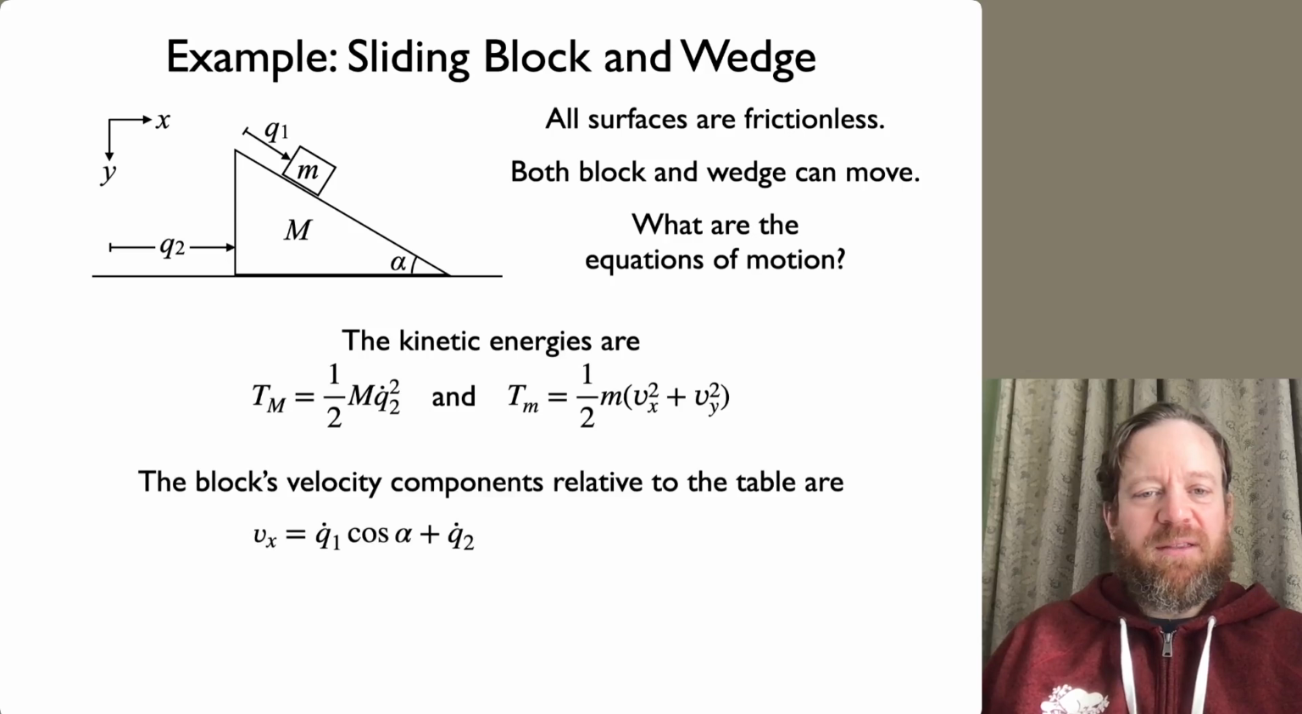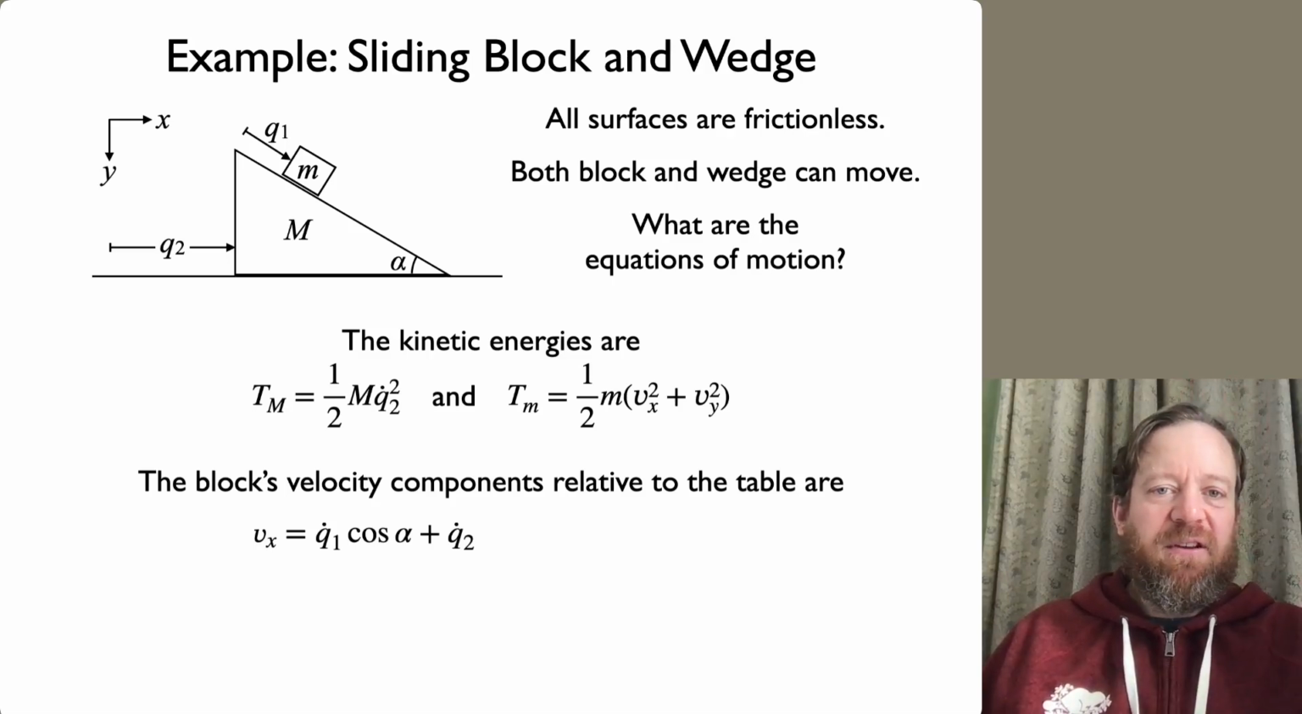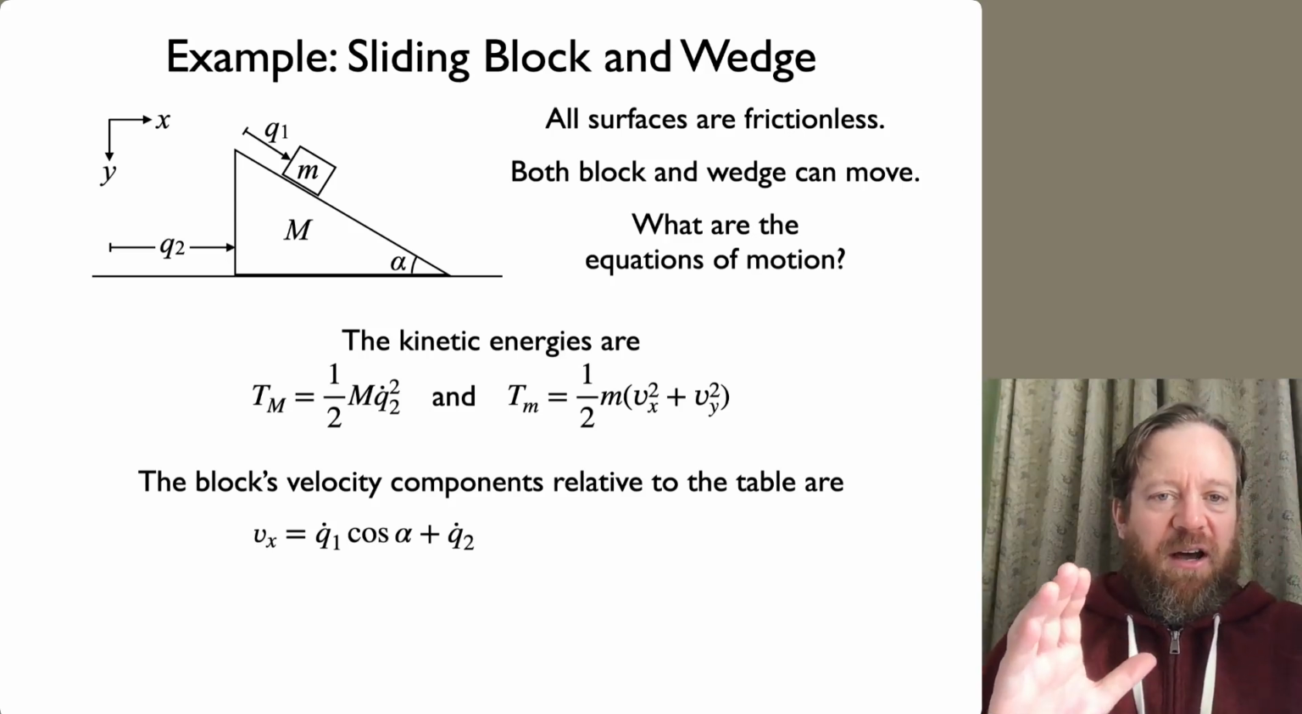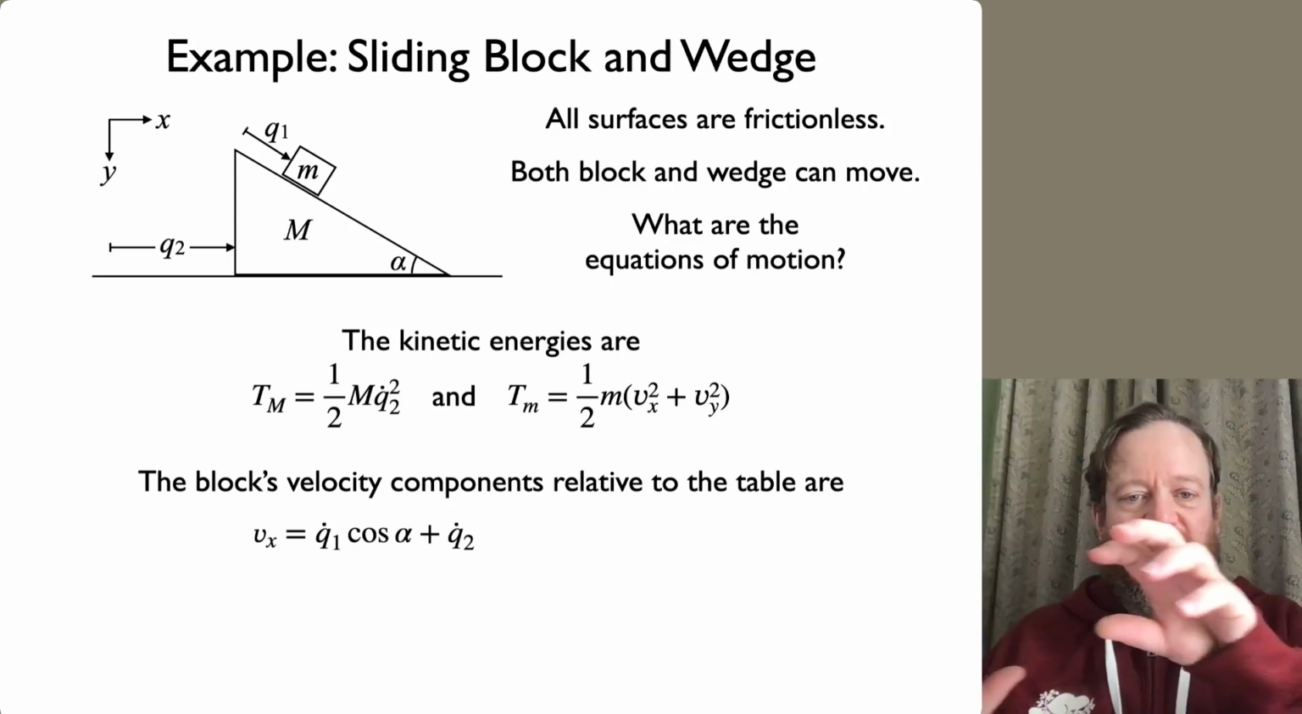So let's deal with the block. The block of mass little m, its velocity components relative to the table, in other words, relative to our fixed Cartesian system, will have the horizontal component, vx, being equal to q1 dot times a cosine of alpha plus q2 dot. So in fact, we're summing two different velocities here. The velocity of our mass m as it slides down will of course involve that sliding, but then also we will have the motion of the wedge which it's going to be stuck to.